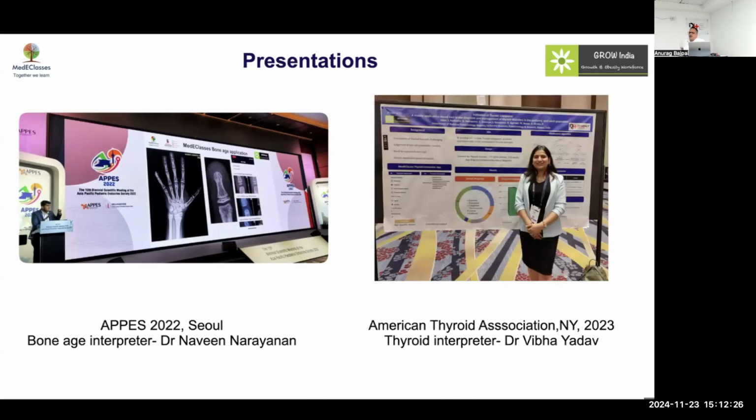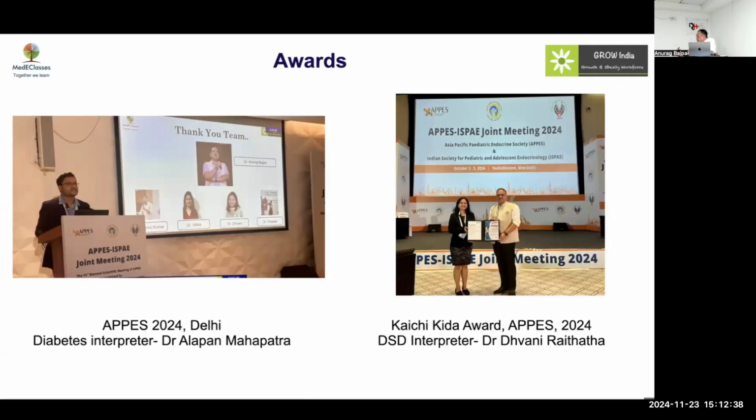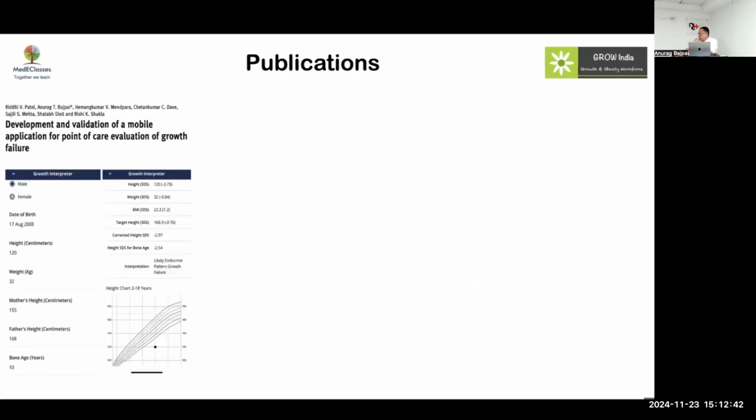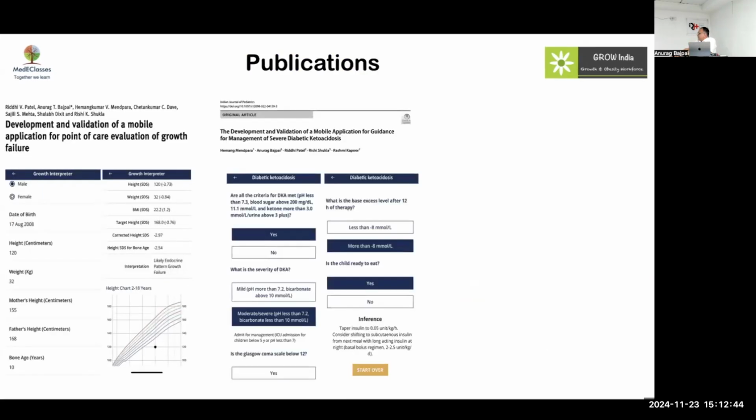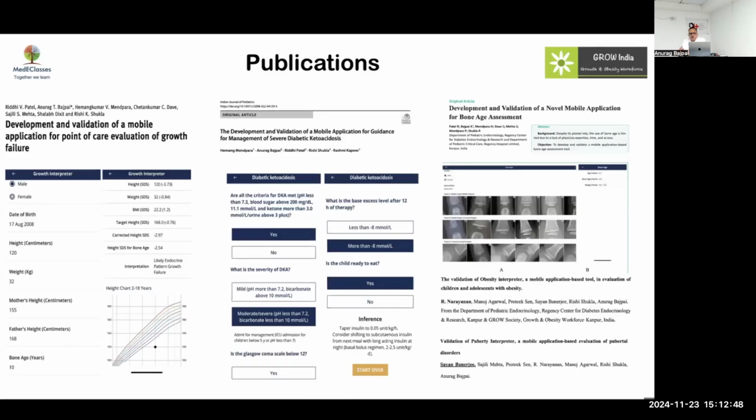Dr. Vibha has presented many of these, including at the American Thyroid Association, including the thyroid interpreter. Then Dr. Alapan presented the diabetes interpreter at the Asia Pacific conference, and Dr. Dhwani won for the DSD interpreter. A lot of publications have come out from there, including the growth chart, the DKA management, and the bone age assessment, and many more are on the way.